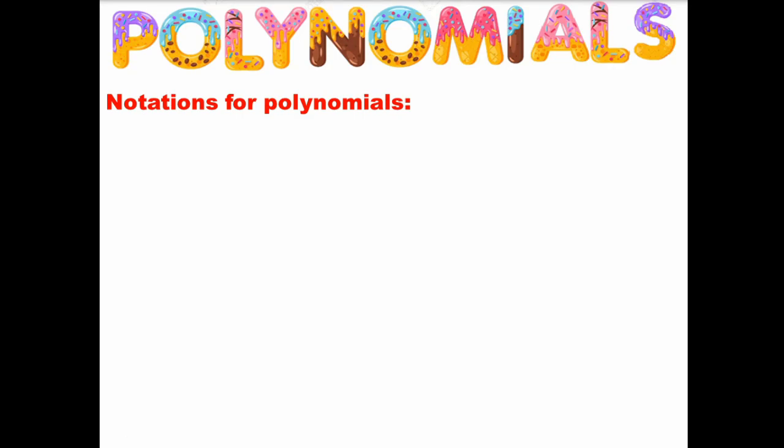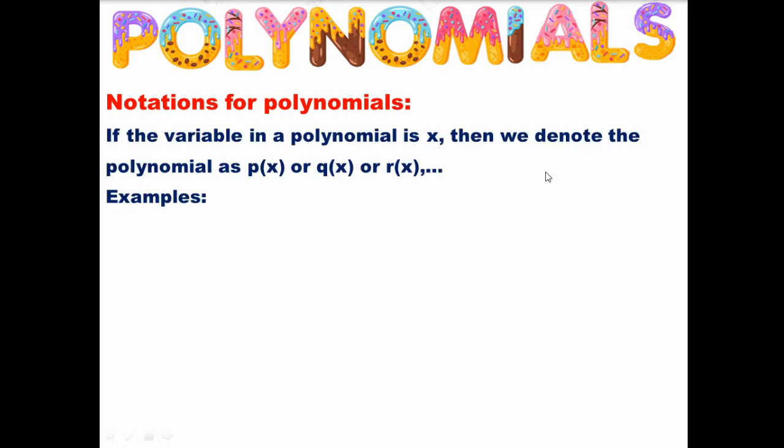Next is the notation of a polynomial. That is, what symbol do we use to denote a polynomial? It's just an alphabet we use to denote a polynomial, together with its variable. So if the variable is x, we'll say p of x. If the variable is y, we'll say q of y, like that. We just use alphabets to denote a polynomial together with its variable.